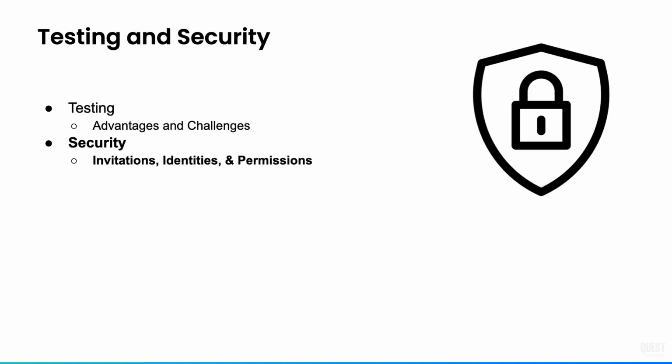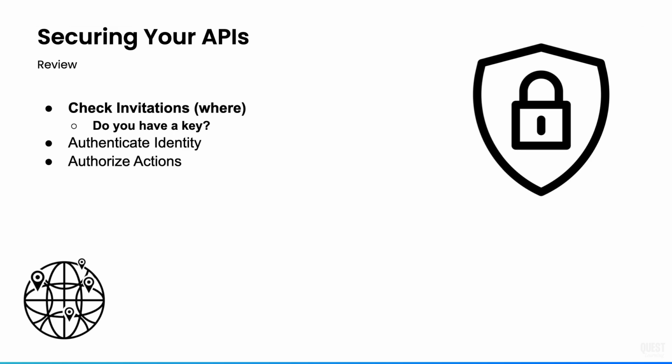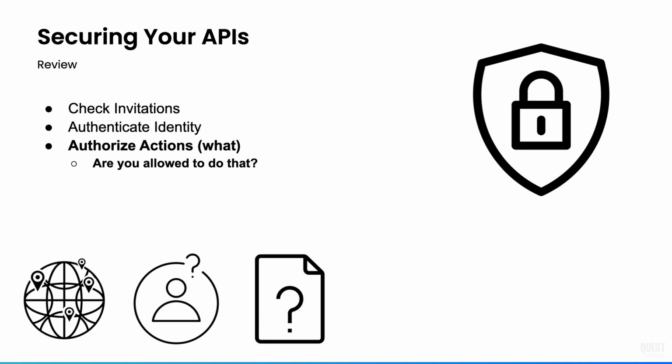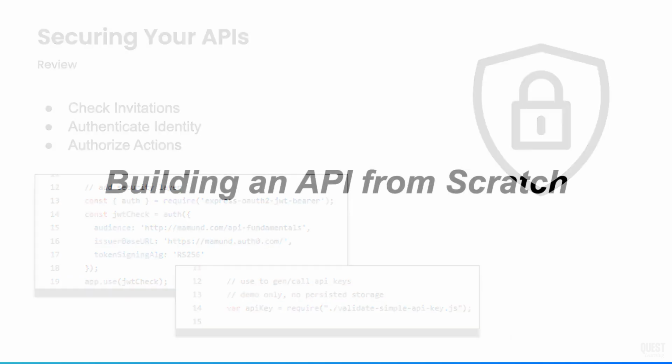We also focused on security. We talked about this notion of invitations, identities, and permissions. We want to check invitations. Do you have a key? Do you have an API key to even be here at all? Next, we want to check your identity. Do I know you? Have you registered for this application, and do you have permissions to be here? Finally, we want to talk about the authorization of actions. Sure, I know who you are, but are you authorized to do the thing that you're about to do? Are you allowed to do that? Invitations, identity, and actions. And we turn all of that into code in our Express.js applications in this series.